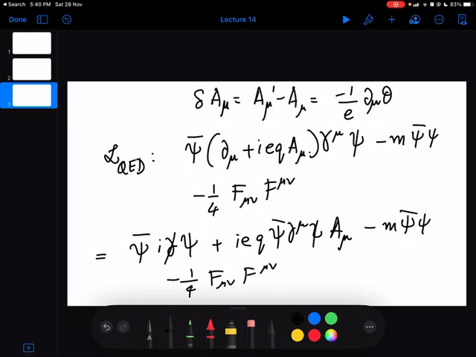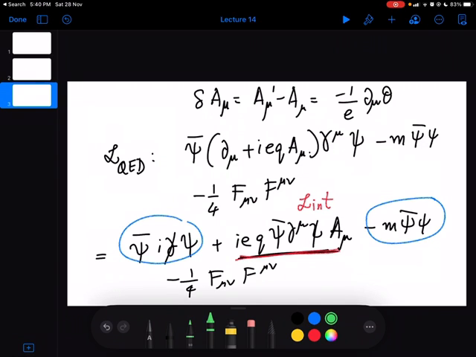Now if you look at this term, compared to the scalar case, which has a second order term in perturbation theory, here you only have one interaction term. L interaction is only one term. The rest of this is exactly like the Dirac equation, and the other part is exactly like EM theory.